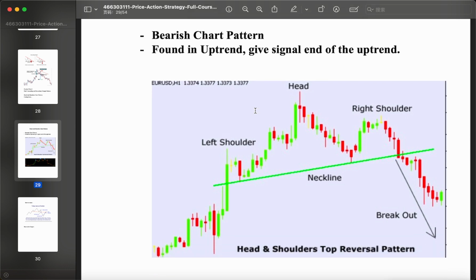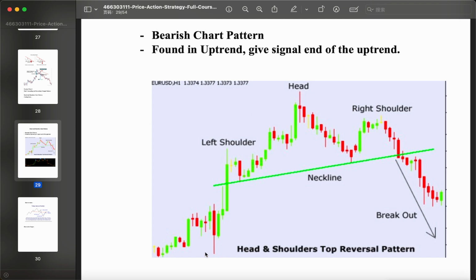So we find this in an uptrend. It gives a signal of the end of the uptrend. So when we see this head and shoulders pattern, we are expecting a market reversal. If you're long the market, when you see the head and shoulders, it's time for you to short. If you see the head and shoulders completely formed, it's better to go in the opposite direction.